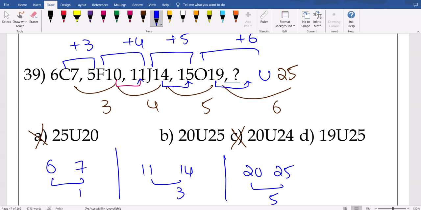But what about the leftover thing? Pair 5 and 10, 15 and 19. No, I agree. The leftover two alternate pairs are there, right? Here we have taken 6 and 7, 1 gap. 11 and 14, 3 gap. 20, 25, 5 gap. I agree. But what is the leftover pair? 5, 10, 15, 19. 5, 10 gap 5. 15, 19, the difference is 4. Maybe if they give one more, we can decide. But fine, among all, the most suitable is 20.